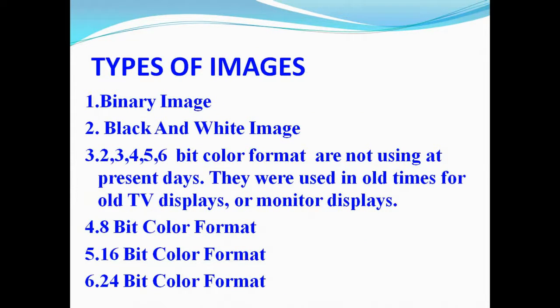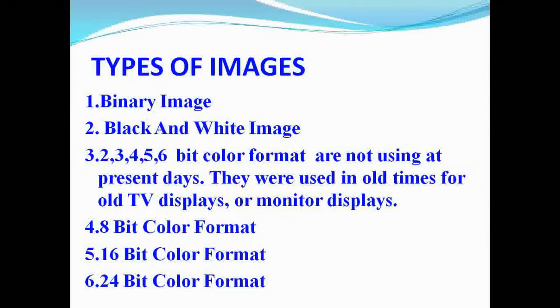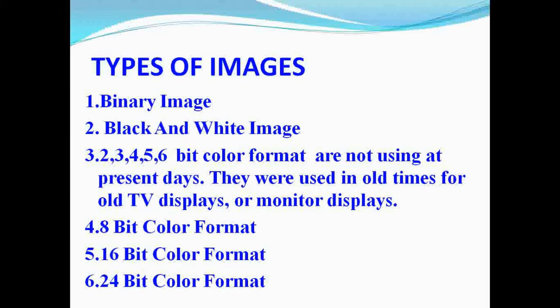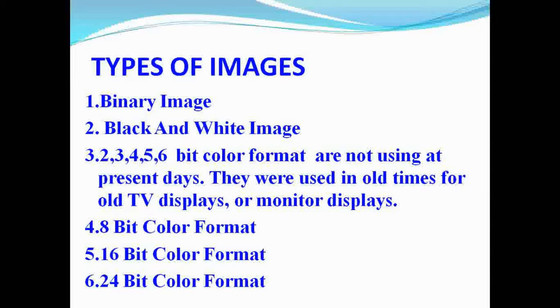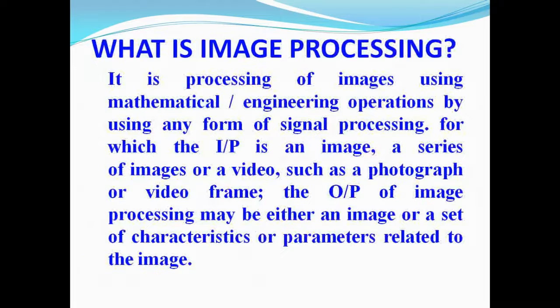We have different types of images. One is the binary image, black and white images, then 2-bit, 3-bit, 4-bit, 5-bit and 6-bit color format images. Those types are not used in industry at present day; they were used in olden days for older TV displays and monitor displays. Next we have 8-bit, 16-bit and 24-bit color format images.